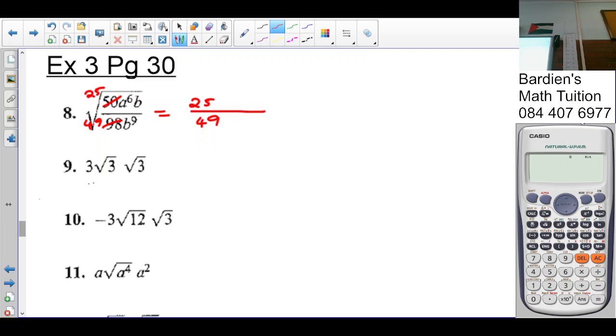Where's the more a's? So it's going to be a to the 6. Where's the more b's? Bottom, which is b to the exponent. The square root there. What's the square root of 25? 5. What's the square root of a6? A cubed. Over square root of 49? 7. B to the exponent? Okay.